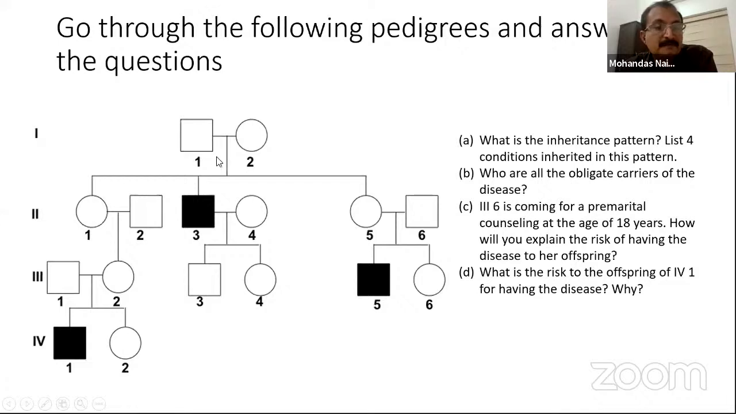So since this generation 1 second female, she is having one affected child, affected son, and a carrier daughter, obviously this first generation second, she is also an obligate carrier. Similarly here, since in the third generation the fifth person is an affected person, the second generation fifth lady is an obligate carrier because she is having an affected son and an affected brother. So you can try to identify who are the obligate carriers.